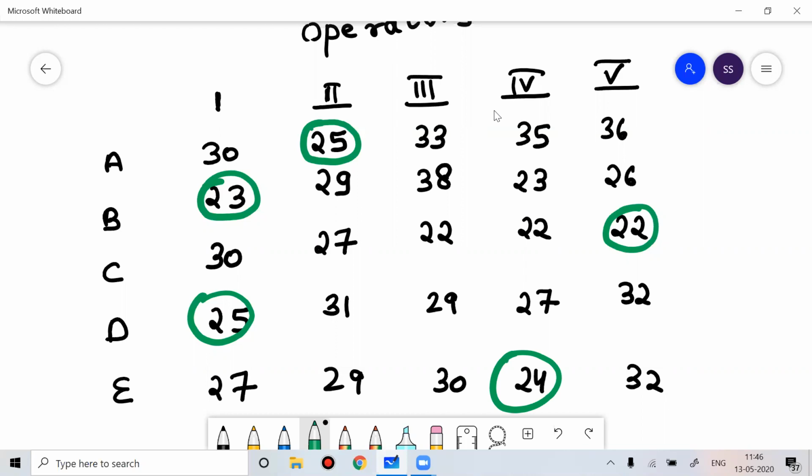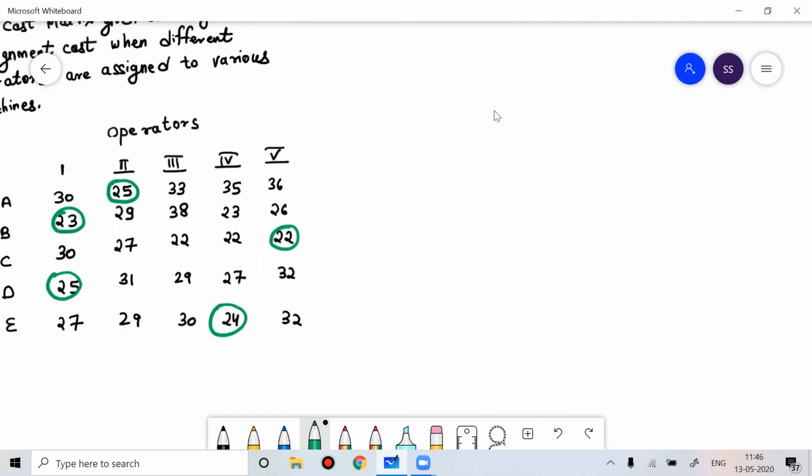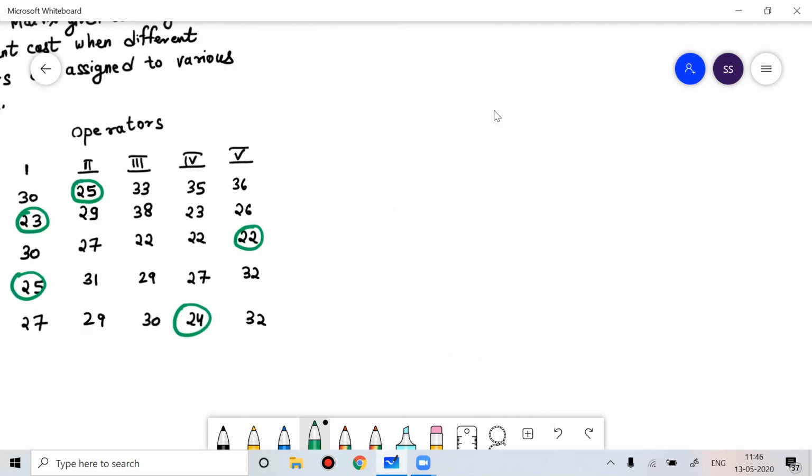Once you find the row minima from every row, subtract the row minimum from all the elements of that row. Let's do that. 30 minus 25 is 5, 25 minus 25 is 0, 33 minus 25 is 8, 35 minus 25 is 10, and 36 minus 25 is 11.